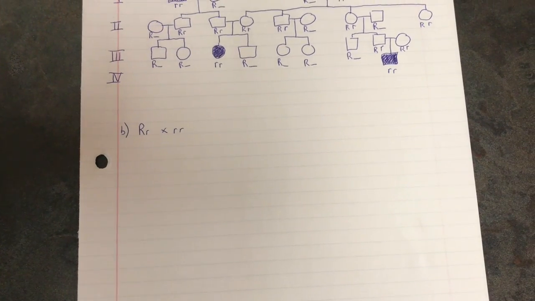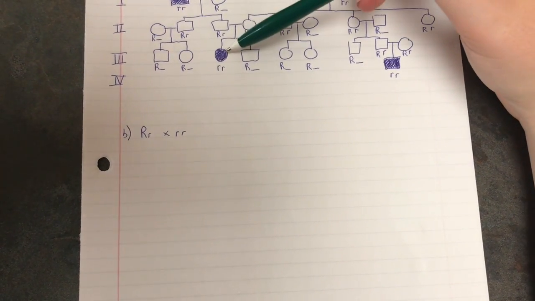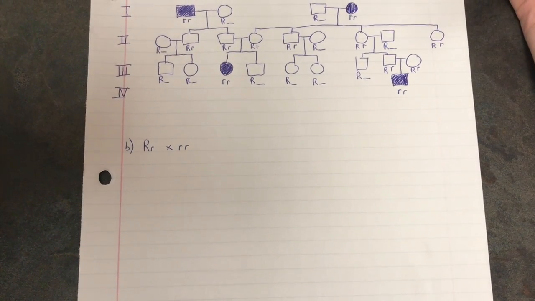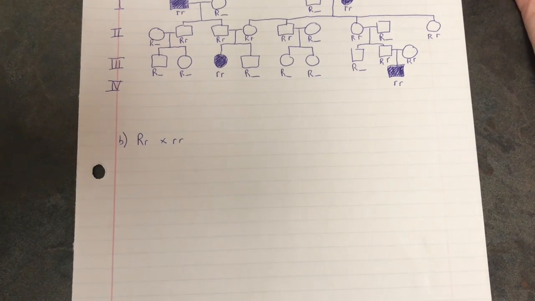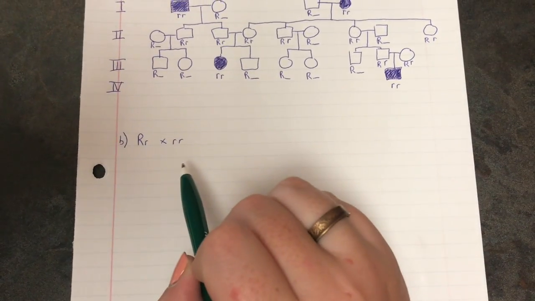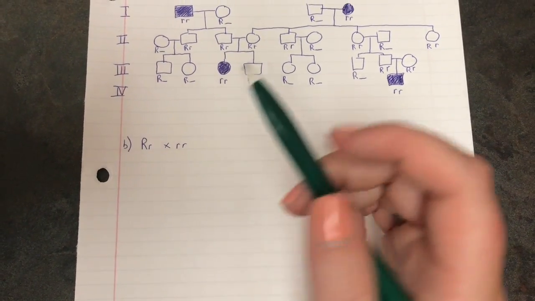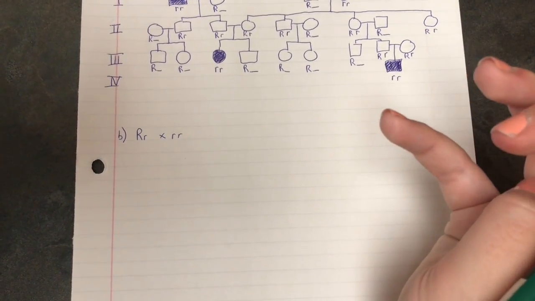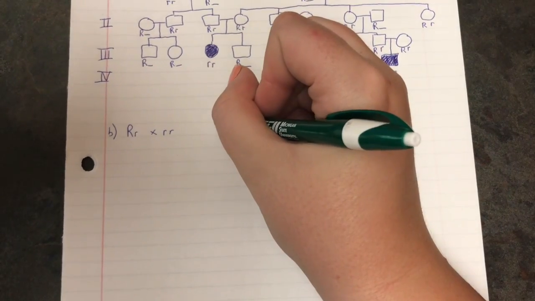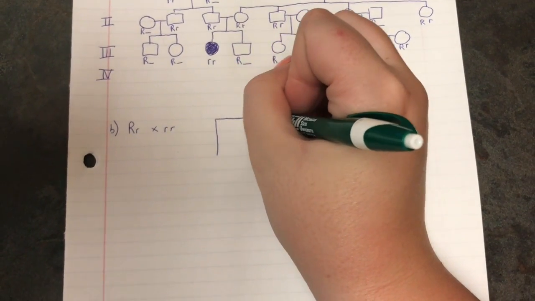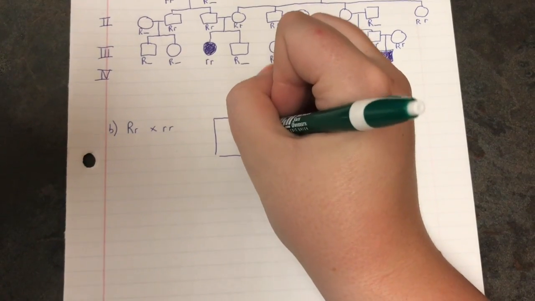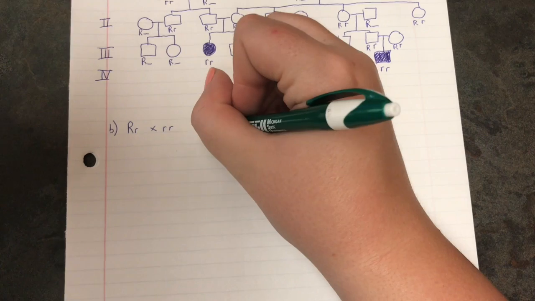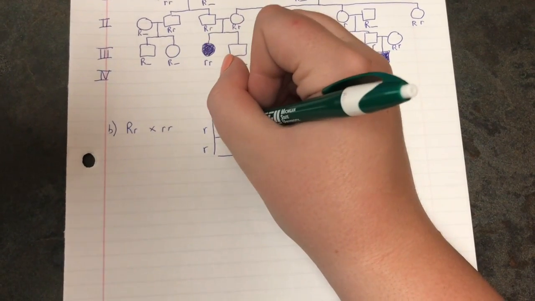For the second part of this problem, we're looking at a cross between individual 3-3, which is a homozygous recessive individual, being crossed with a heterozygous individual. So we see this individual crossed with this individual. Because this particular trait is a Mendelian recessive trait, we can cross it in a Punnett square. So we're going to make a nice little Punnett square. We have R, R, R, and then we can just fill them in.